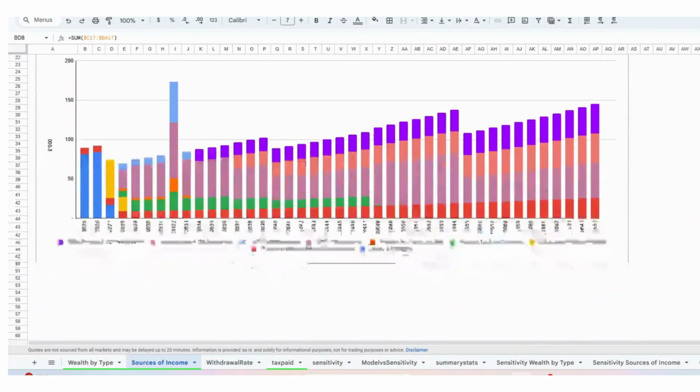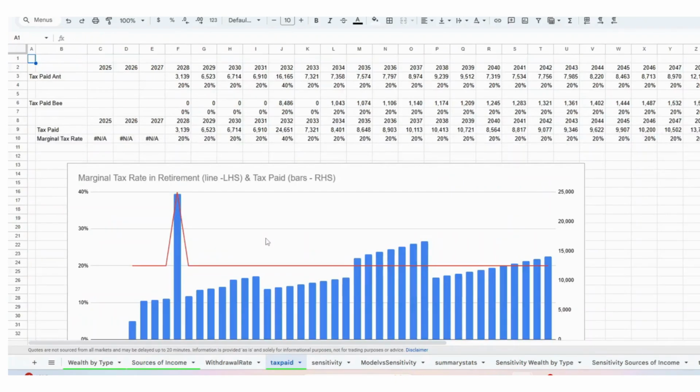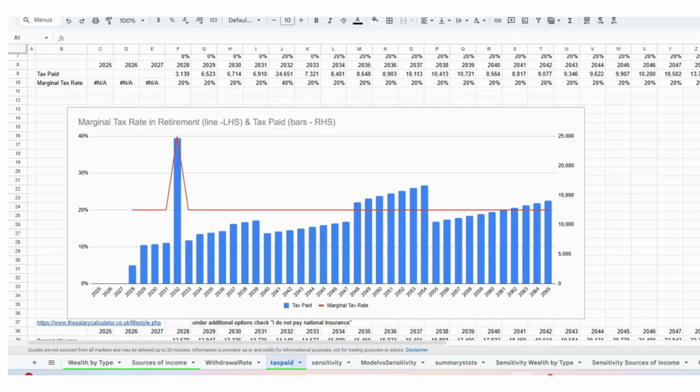Now we've got the sources of income. So it's just looking at how the rental property is doing, salaries are doing, taken from the ISA, taken from personal pensions, state pensions, and then we've got the spike when they go on that round the world cruise. And then next up, we check the tax over time. So it's mainly okay because they're only paying the 20% tax rate, but because they're using UFPLS, they get a huge spike and end up paying 40% marginal tax in 2032 when they go on the round the world cruise.